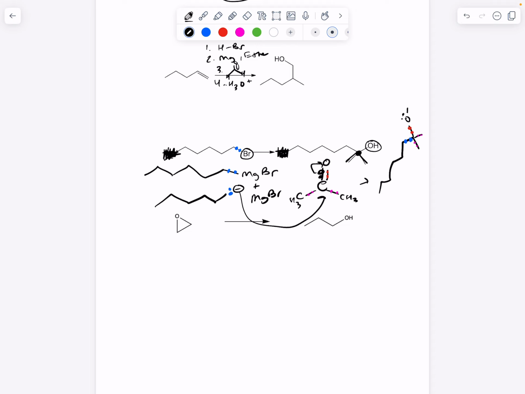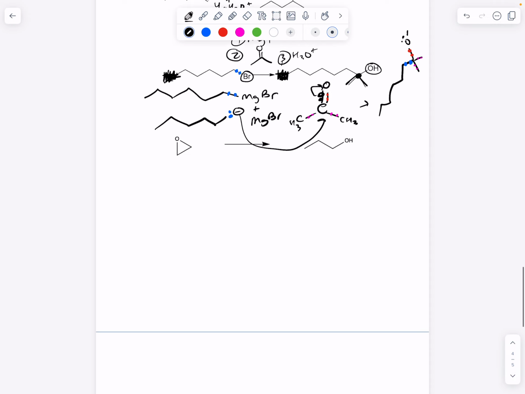So to answer the question, first you need to add magnesium in ether to make a Grignard reagent. The next thing you're going to do is add the ketone. This is actually acetone. And then the last thing you're going to do is add acid.